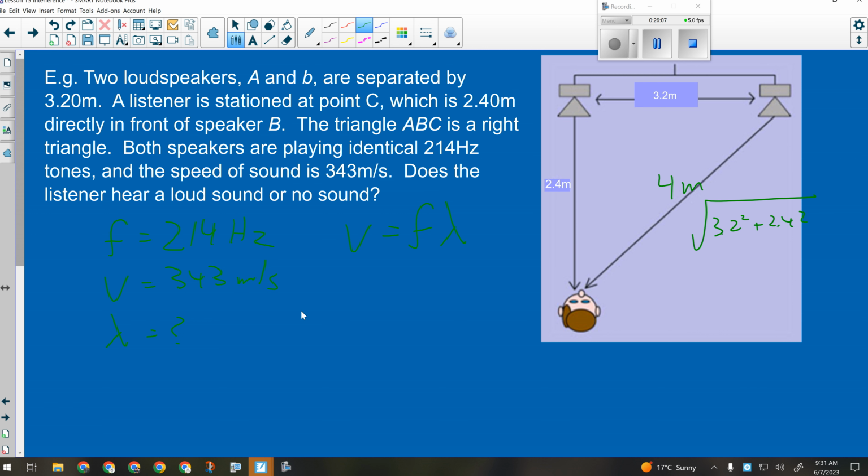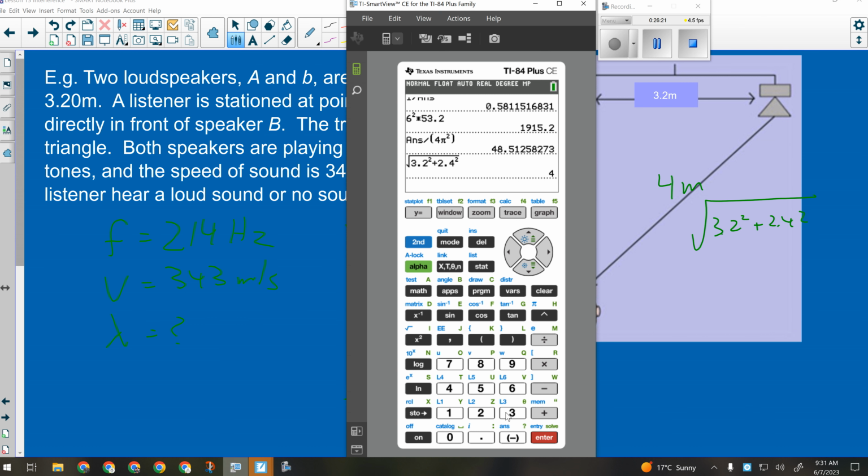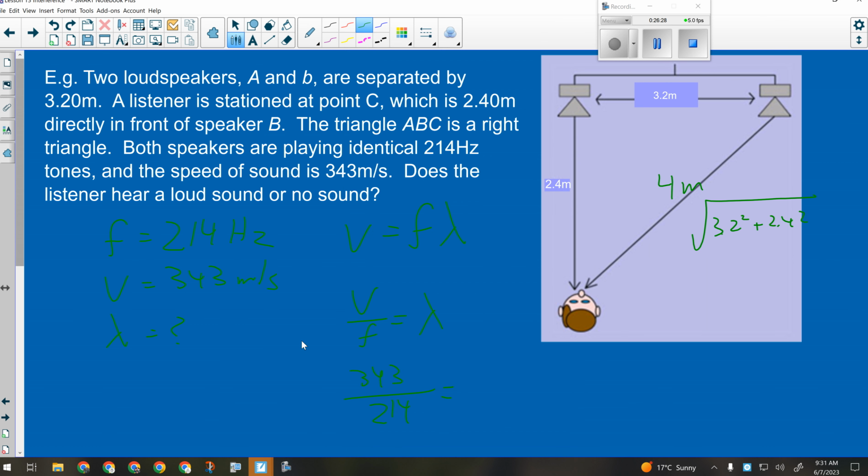All right, so I'm trying to solve for lambda. So that's going to mean V divided by F equals lambda. So in this case, that's going to be 343 meters per second divided by 214 hertz. Pretty sure that's 1.6. 1.602, okay. All right, I'll leave all those decimals in my calculator. So now I know the wavelength.